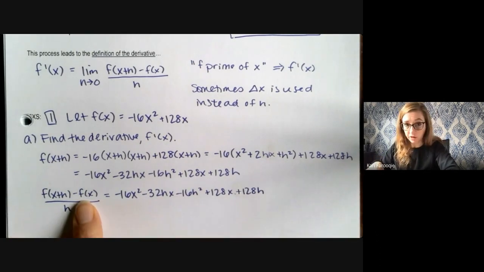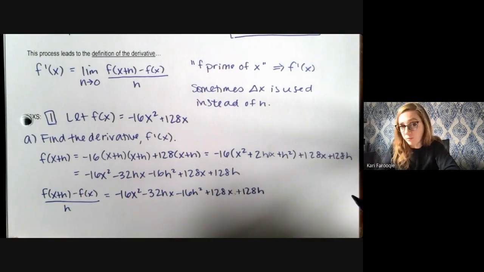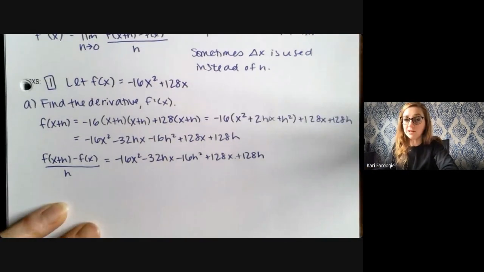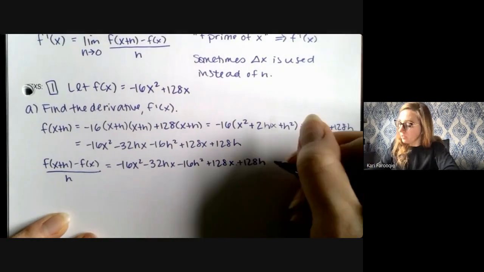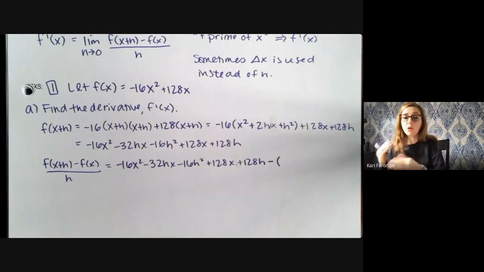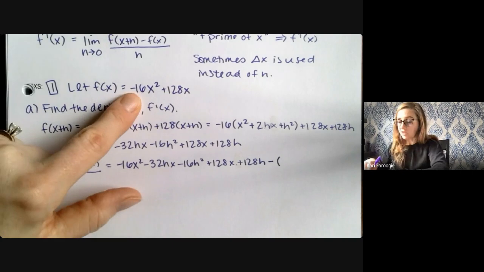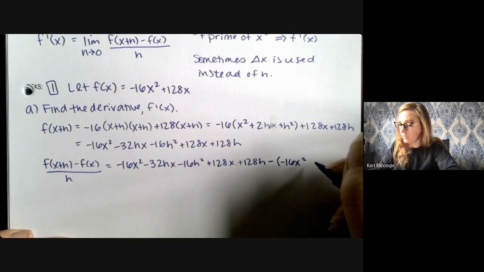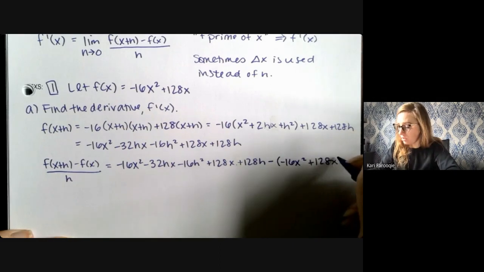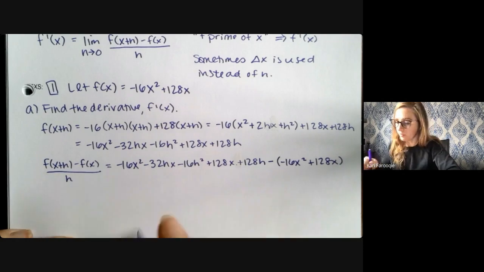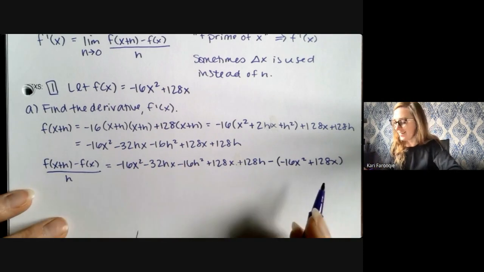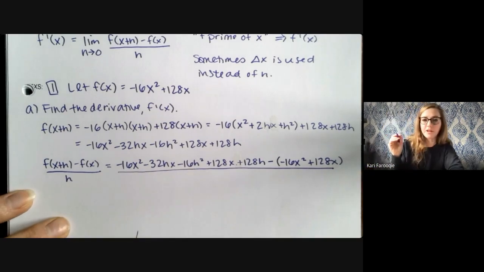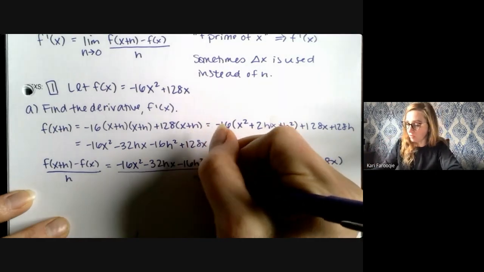Now I need to subtract off f of x. If you want to do this in 1 step or 2, that's up to you. I'm going to just do mine in 2 because I'm the one modeling this for you, and I want to make sure it looks good. So we have minus, and then I'm going to subtract off this quantity. I'm putting it in parentheses because I'm subtracting negative 16x squared plus 128x. So that whole quantity is getting subtracted. Okay. And then I'm going to divide this whole thing by h.